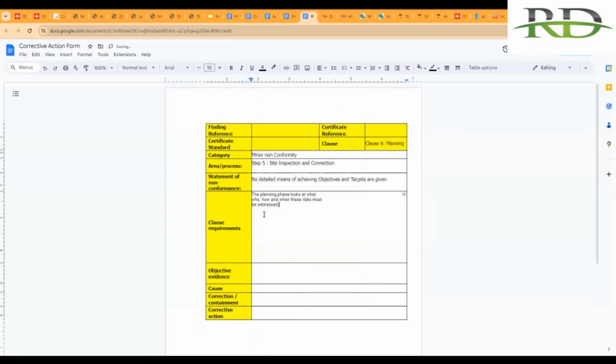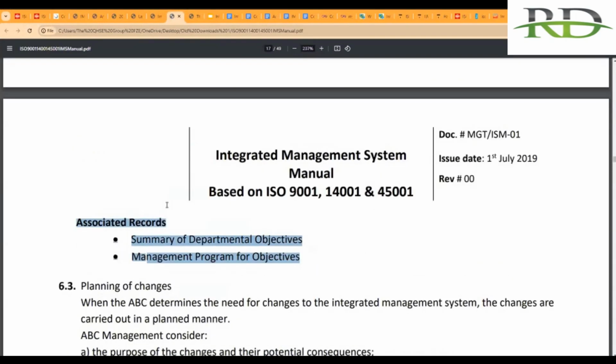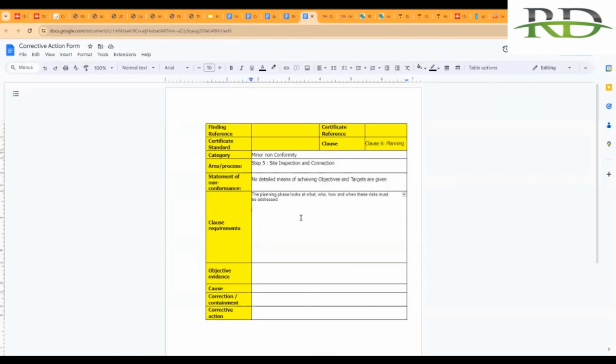And then when I state these clause requirements, I also have to give them what they were supposed to do in order to have who, what, and how this is going to be addressed. So I'm now going to go back to the IMS policy, to the IMS manual. And this is also a way for you as an auditor to self-verify and confirm that indeed there is a non-conformity. Because if you cannot support the statement of non-conformity, that means you did it wrong. There should be clear evidence, not only from the Annex SL, but also from the manual.